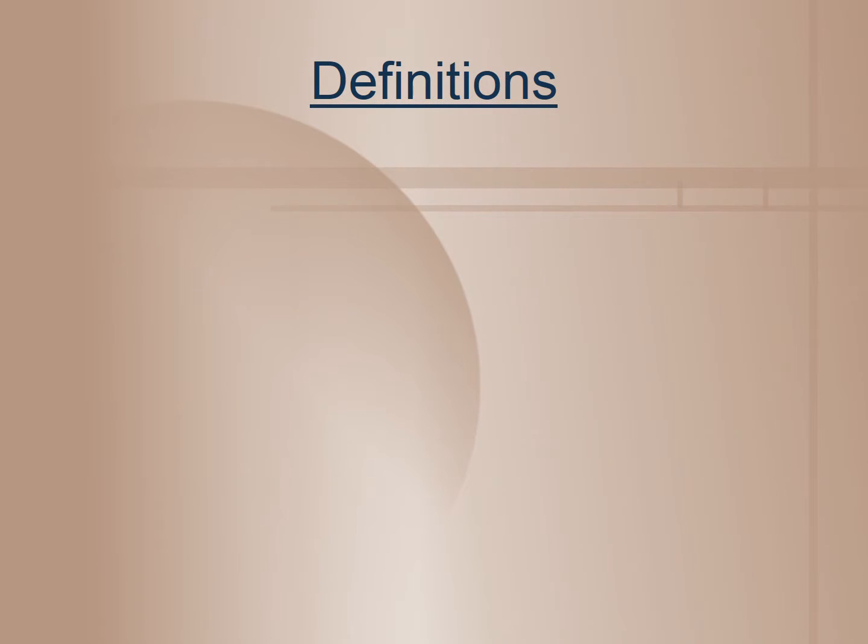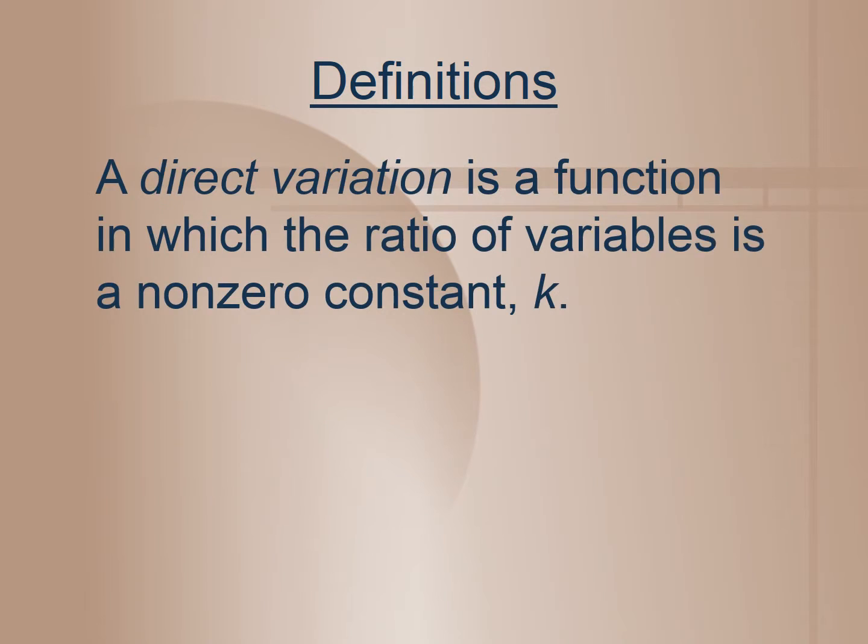Alright, now that we have gotten warmed up on using formulas and solving for variables, let's take a look at our first definition, which is the definition of a direct variation. A direct variation is a function in which the ratio of variables is a non-zero constant. So that means that every time that you do y divided by x, you get a k value where k is not equal to 0.